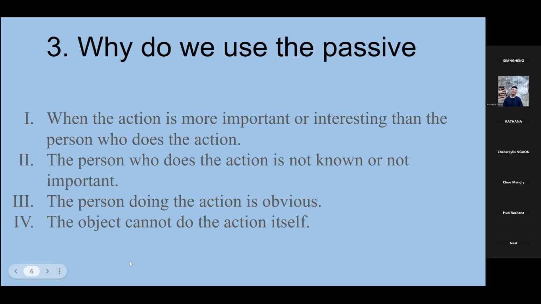Number 3, why do we use the passive? I have 4 points that answer this question. Number 1, we use passive when the action is more important or interesting than the person who does the action. Number 2, the person who does the action is not known or not important. Number 3, the person doing the action is obvious.